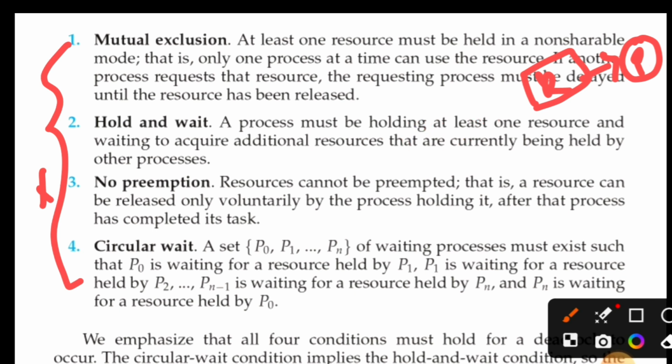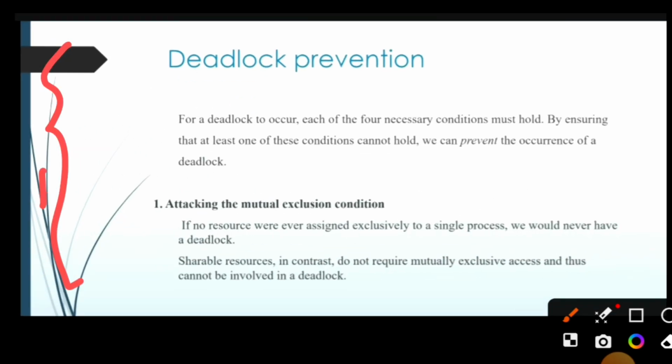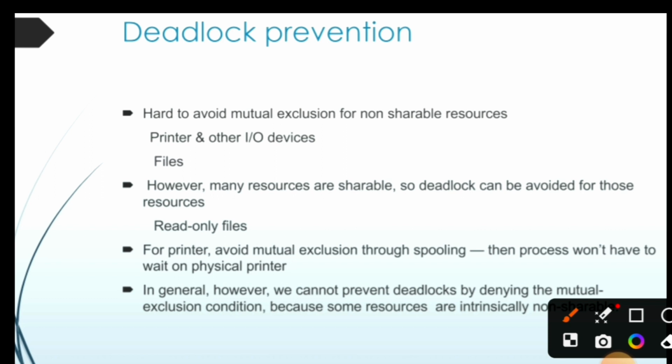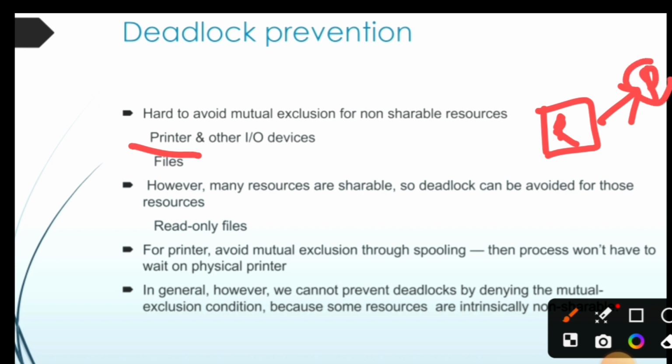How can we make mutual exclusion false? We can make all the resources shareable. If it is possible, deadlock will be prevented. In brief, mutual exclusion is a condition that when a process is making use of one resource, that resource cannot be used by any other process. In case of non-shareable resources like printers, we cannot allow more than one process to access it at the same time. So, in case of non-shareable resources, mutual exclusion has to hold.